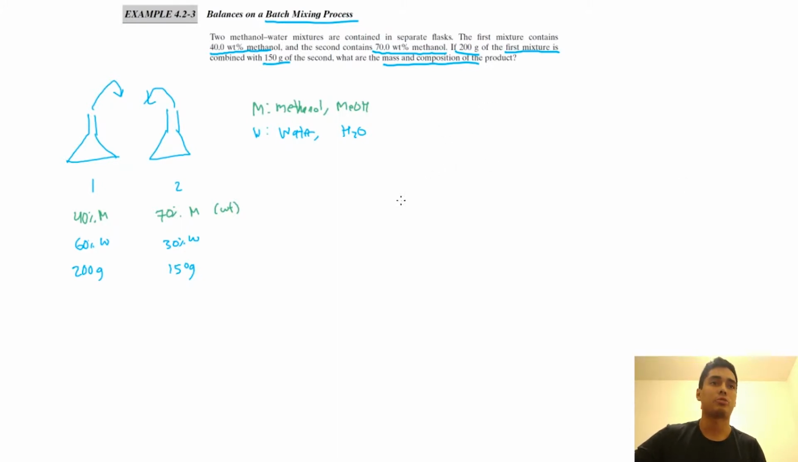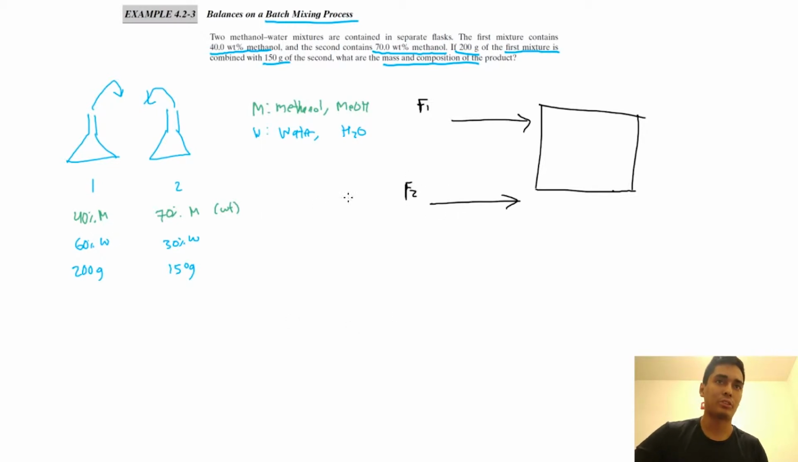So I'm going to draw the mass balance right over here. This is going to represent stream 1, which is going to be our first glass, our first feed, and our second glass is going to be the second stream. So let's rewrite this over here.